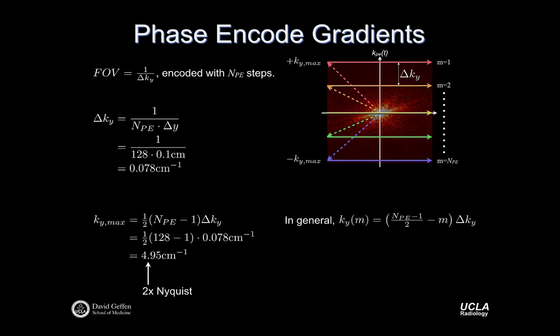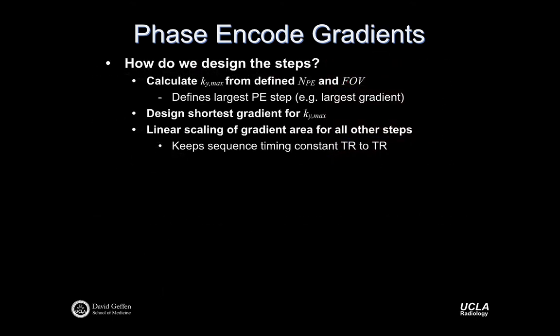Right. So then, just mapping out what is the ky for every single one of my steps? I have to go through 128 steps. I can index it where m is just some integer from 0 to 128. Then this is the ky that I'll be at for each of my steps, times the delta ky that I calculated a second ago from the spatial resolution requirements. So that gives you some insight as to how the delta ky's, the ky max, and the ky lines themselves are figured out.